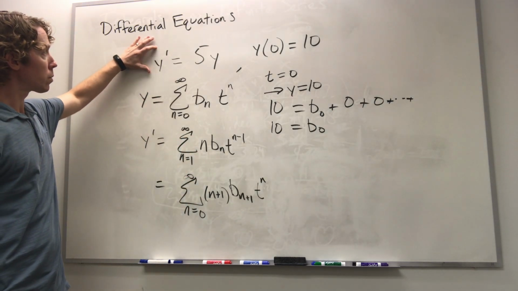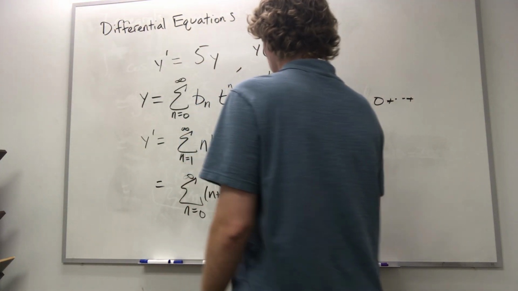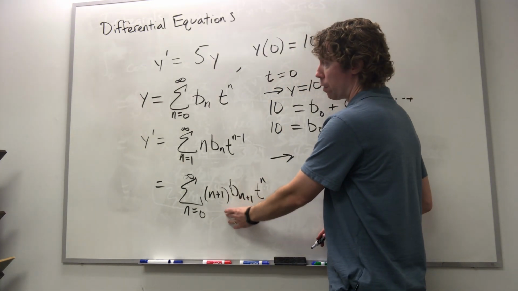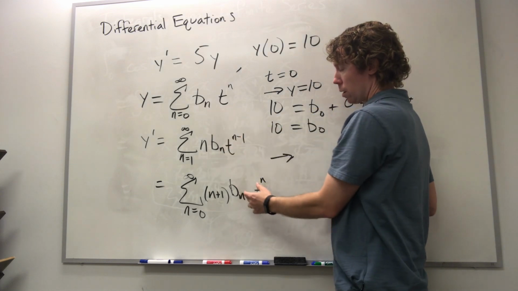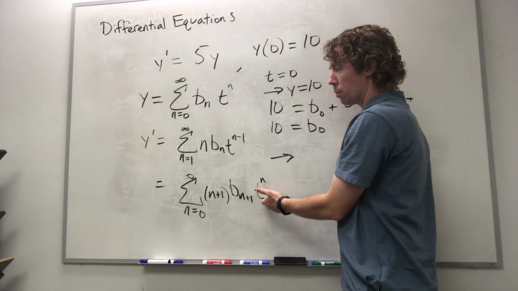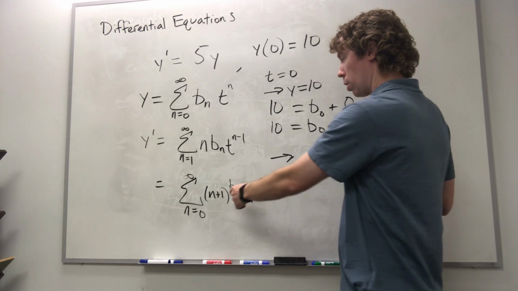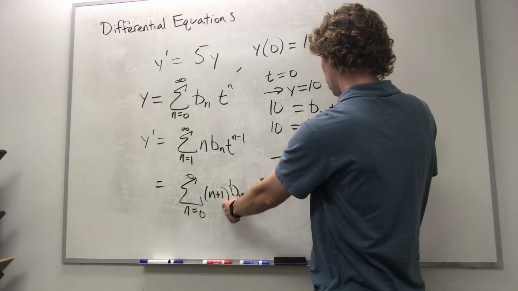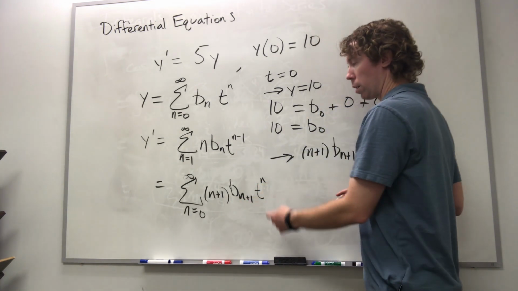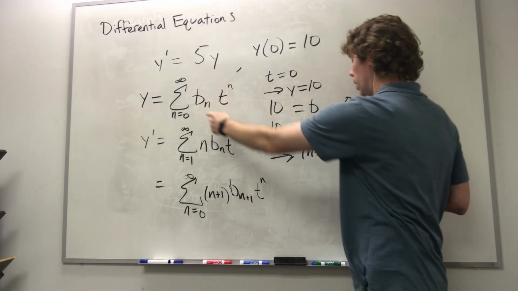So now y prime equals 5 times y tells me that I can match up the nth term here with 5 times the nth term here. And the coefficient of t to the n on each side of the series has to be equal. So here the nth term is n plus 1 times b(n+1) for the coefficient of t to the n, and over here it's 5 times bn.